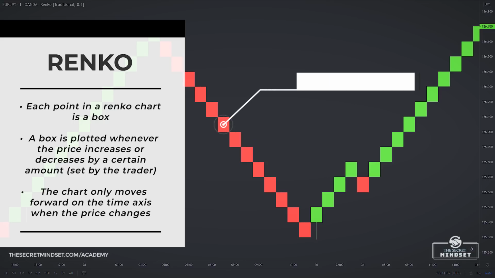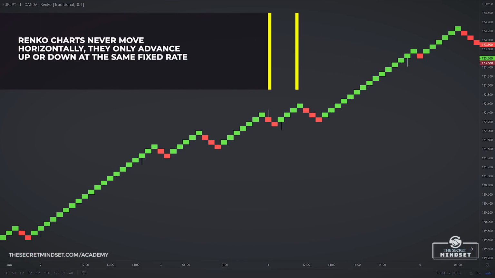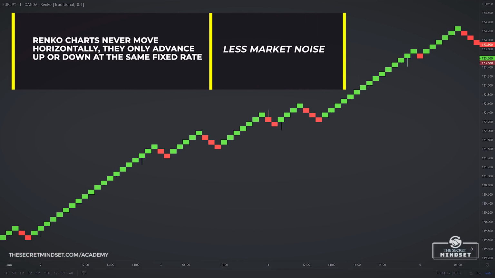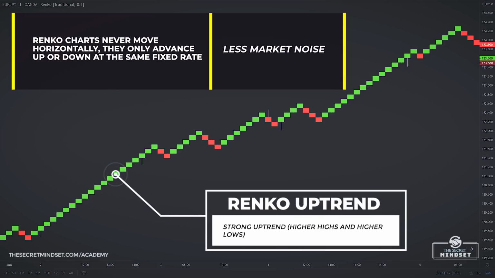Each point in a Renko chart is a block or a brick, and the brick is plotted whenever the price increases or decreases by a certain amount, meaning the chart only moves forward on a time axis when the price changes. Renko charts never move horizontally, they only advance up or down at the same fixed rate. And that's important because when you're actively trading the markets, scalping or day trading, it's important to have a methodology to clear out the market noise.